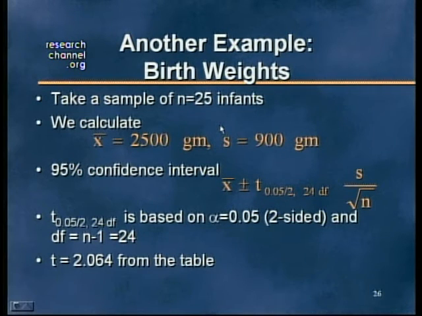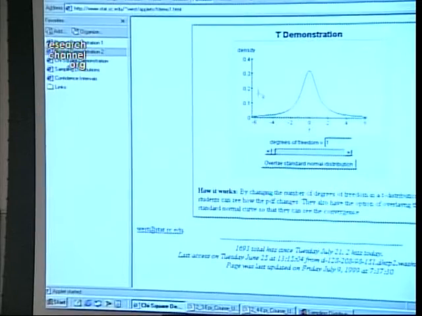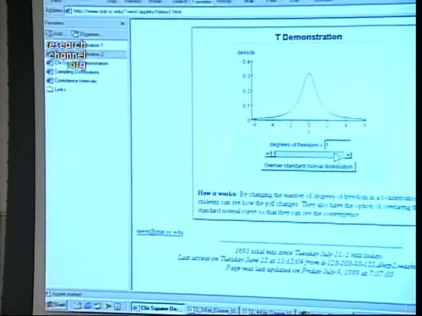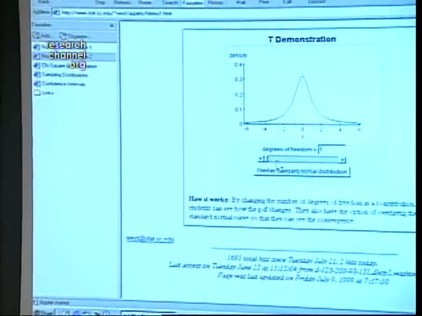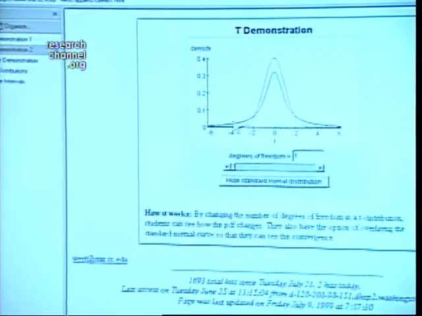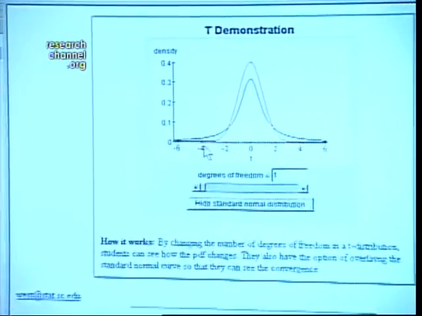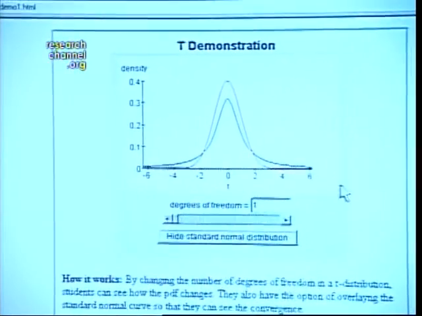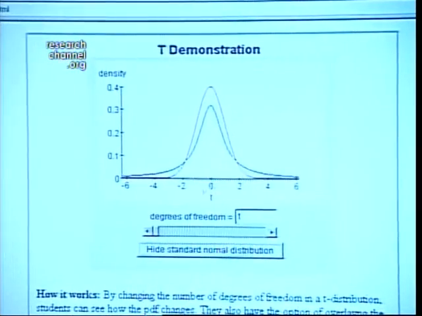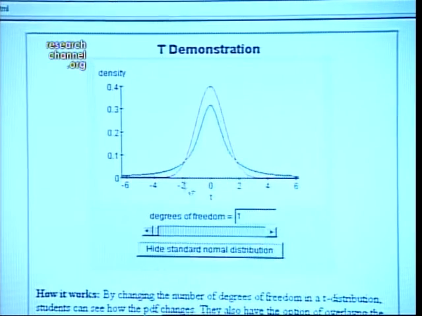So we can look at this formulation as taking the mean plus or minus the t. Now what we will see is that here's the t distribution, and what we have here, if I press overlay the standard normal, is the normal distribution. So the t distribution has thicker tails and less probability in the middle of the distribution.